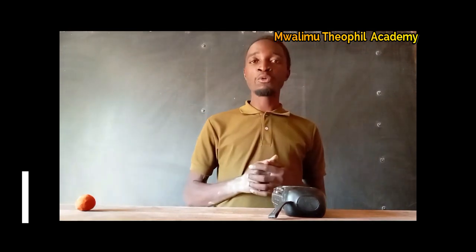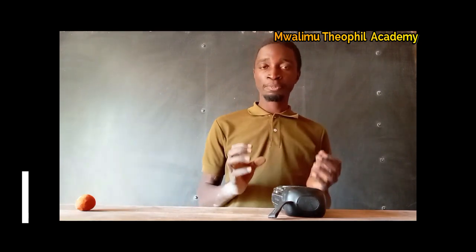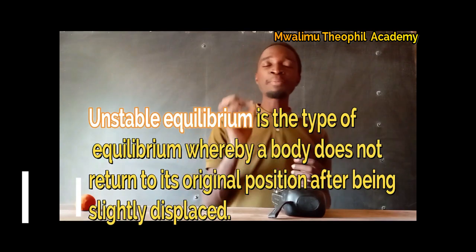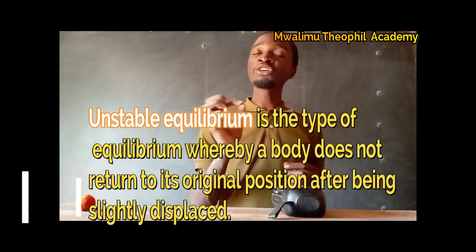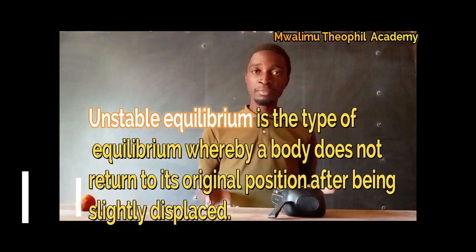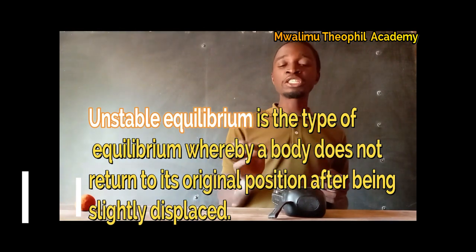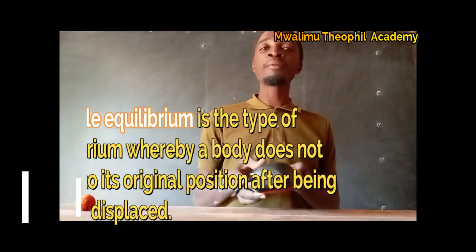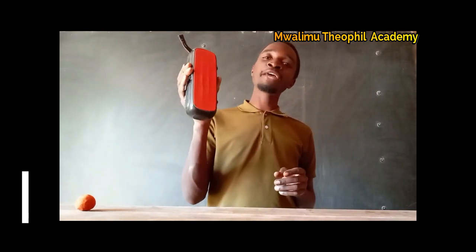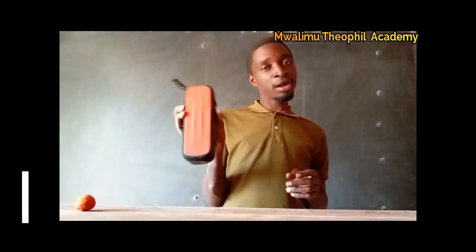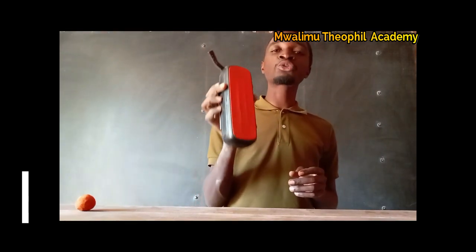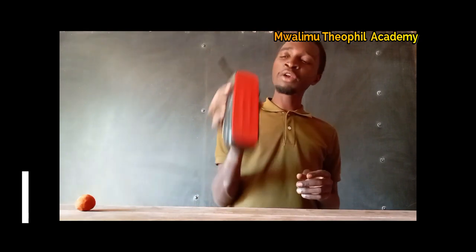Also, let us shift to the second type of equilibrium, which is unstable equilibrium. We say that unstable equilibrium is the type of equilibrium whereby a body does not return to its original position after being slightly displaced. Now, to elaborate this concept, let me use the same object A, this one. This is the same object I used to show the stable equilibrium.